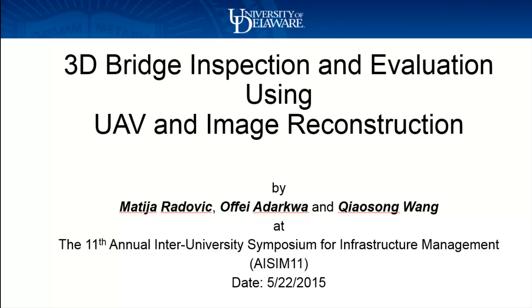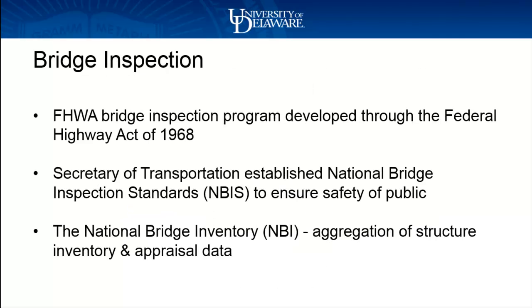In 1967, there was a sudden collapse of the Silver Bridge over the Ohio River at Point Pleasant, with a loss of 46 lives. As a result, in 1968, a Federal Act initiated a national bridge inspection program that recognized the need for periodic and consistent bridge inspections.